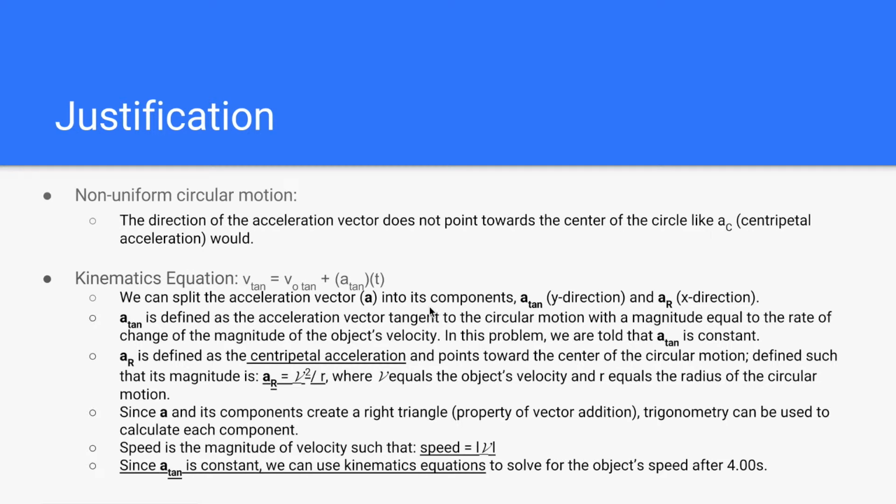So when we want to solve for the acceleration vector components, we are given in this problem that the tangential acceleration is constant, and to solve for the centripetal acceleration component, you use the definition a equals v squared over r. We can use kinematics to solve for velocity because the tangential acceleration is constant. And finally, we are asked for the speed rather than the velocity, so we have to use the definition of speed, which is that speed is equal to the absolute value of velocity.